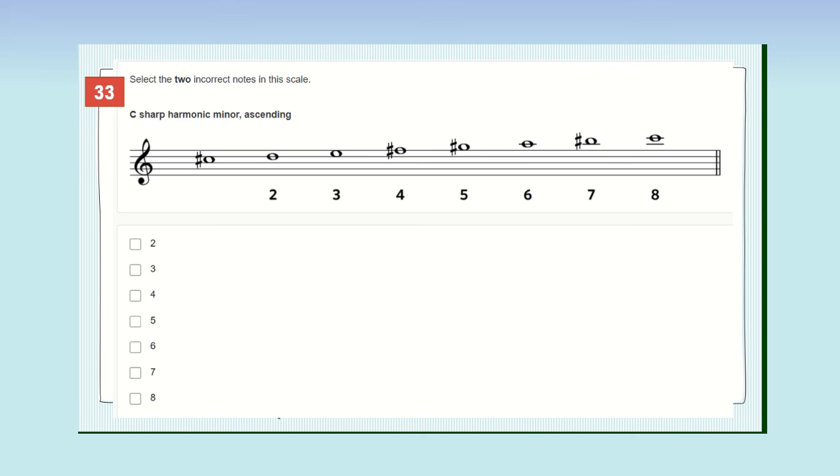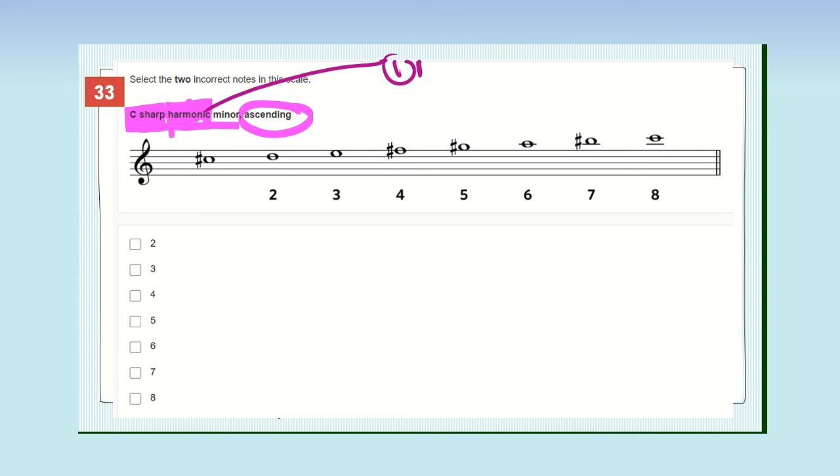Okay, next question, 33. Select 2 incorrect notes in this scale. Oh, this is very easy. And it says that we are given C sharp harmonic minor ascending. Okay, so C sharp harmonic is very important. And it is C sharp, yeah? C sharp harmonic minor. So the thinking step will be harmonic minor, remember?